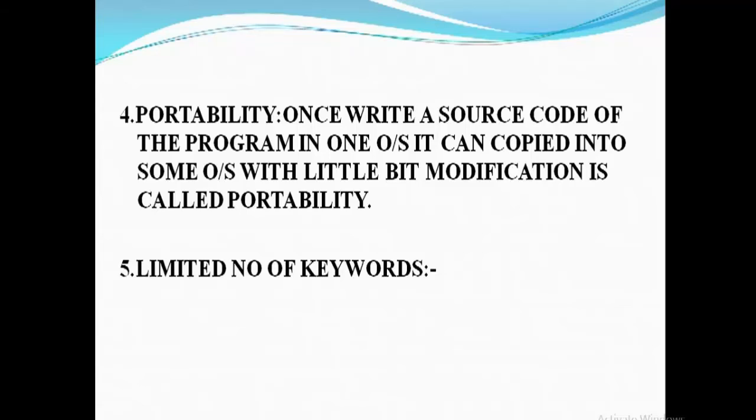Next one is limited number of keywords. A word is nothing but a set of characters. A keyword is nothing but a built-in word, existing word, reserved word. The C language is having very limited keywords. So these words can be remembered easily, and their purpose can be remembered easily when you want to use these existing reserved words supported by the C language.